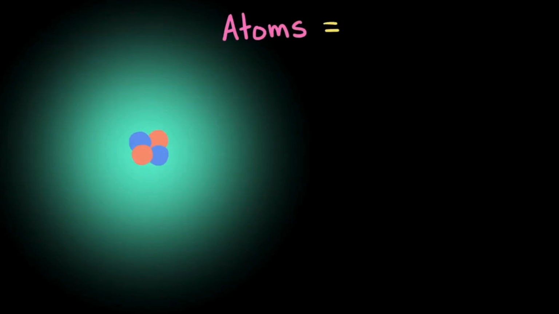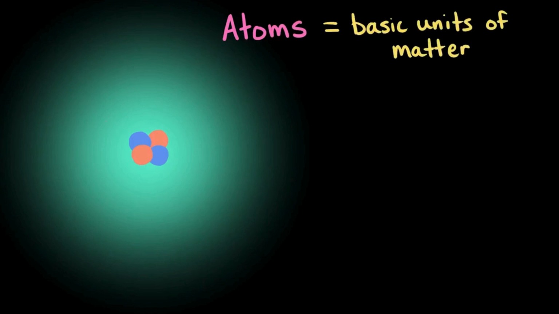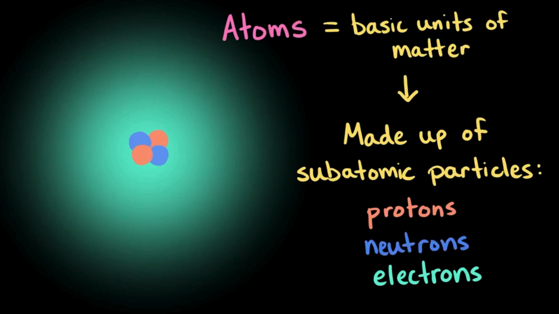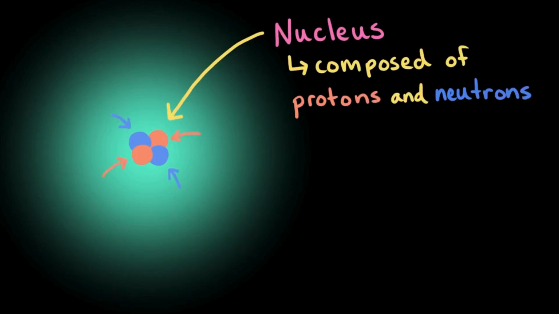Atoms are tiny particles that are basic units of matter, like building blocks. But atoms themselves are made up of even smaller subatomic particles called protons, neutrons, and electrons. Let's take a look at this simplified diagram to learn more about these subatomic particles and the structure of an atom. In the center of an atom, we have the nucleus, which is composed of protons and neutrons.